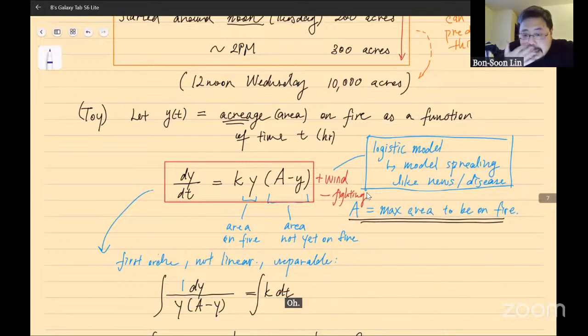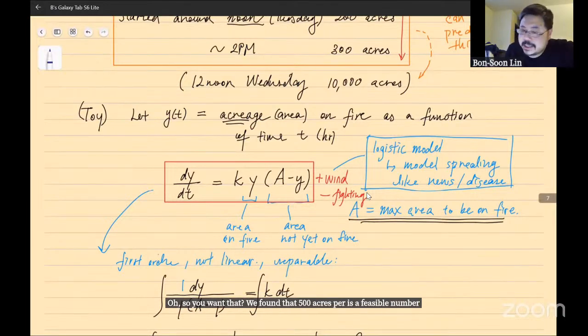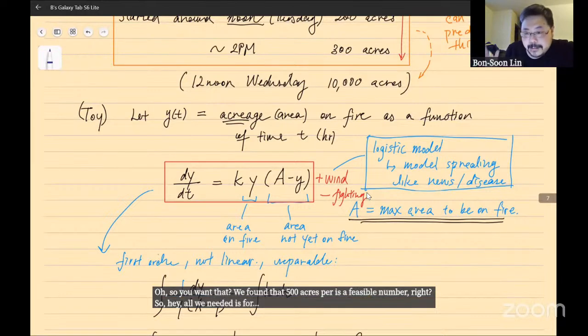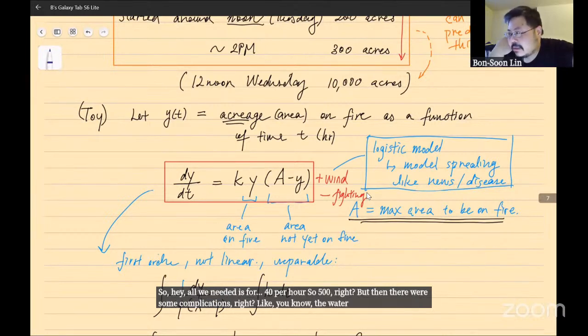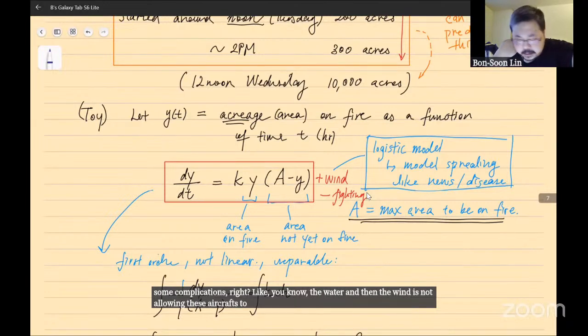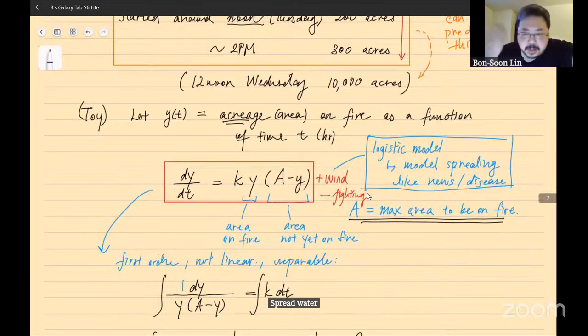Johan said you found that 500 acres per hour is a feasible number, and all we needed is 40 per hour. But then there were some complications, like the water and the wind not allowing these aircraft to spread water. So currently it's a controllable situation, I would say.